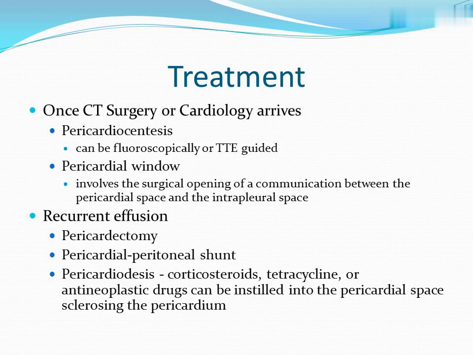Treatment once CT surgery or cardiology arrives. Pericardiocentesis can be fluoroscopically or TTE guided. Pericardial window involves the surgical opening of a communication between the pericardial space and the intrapleural space. For recurrent effusion: pericardiectomy, pericardial peritoneal shunt, or pericardiodesis, where corticosteroids, tetracycline, or antineoplastic drugs can be instilled into the pericardial space, sclerosing the pericardium.